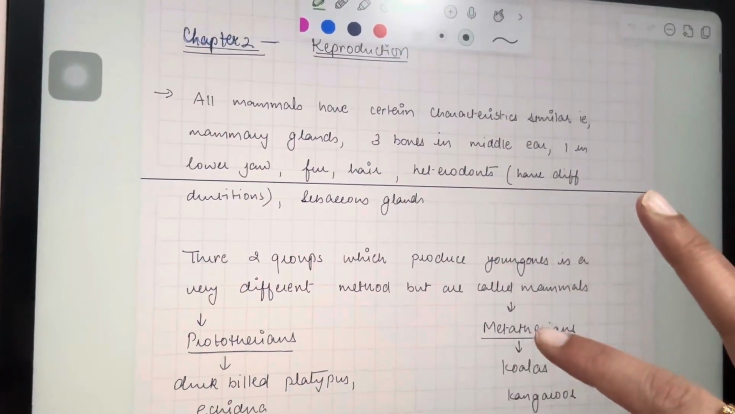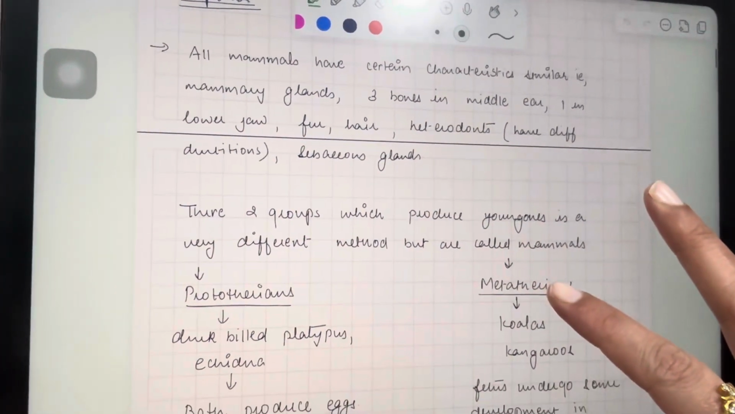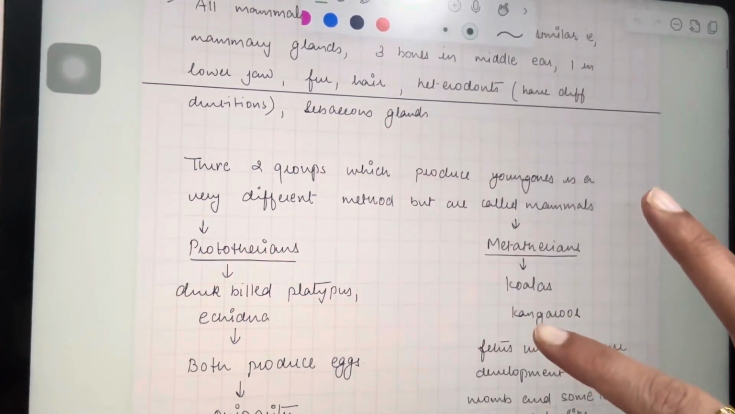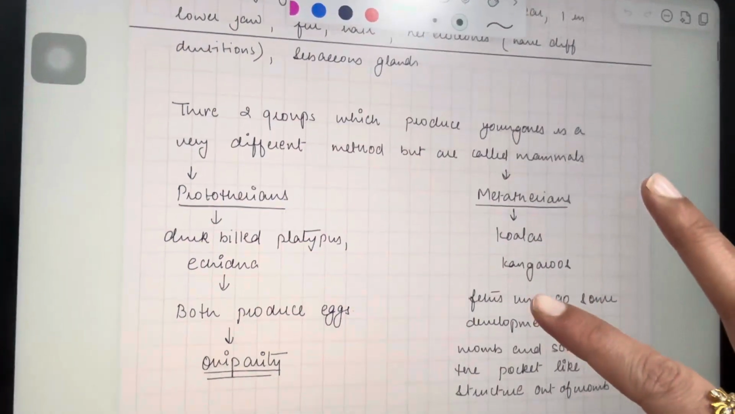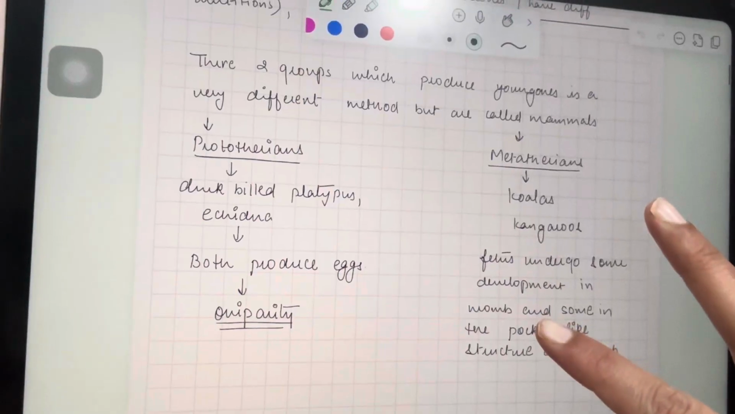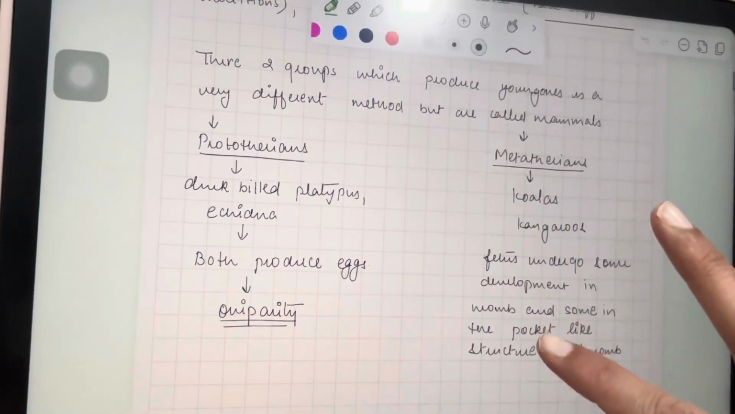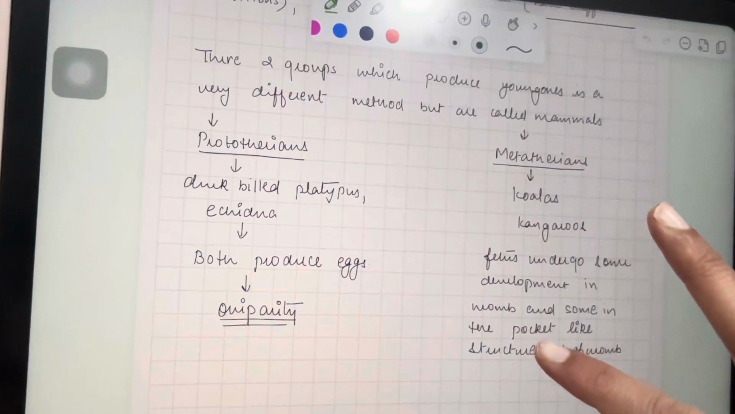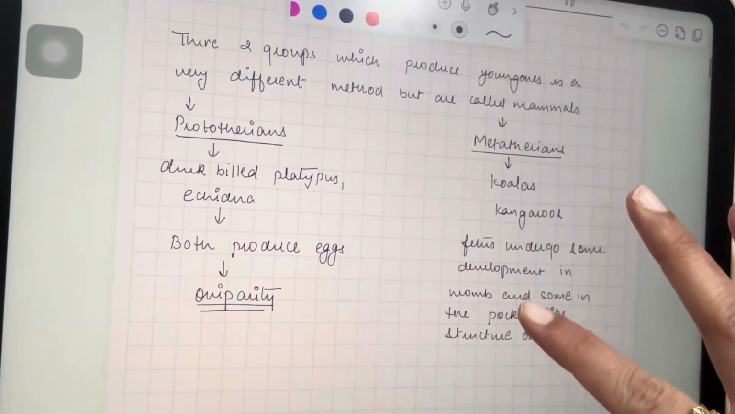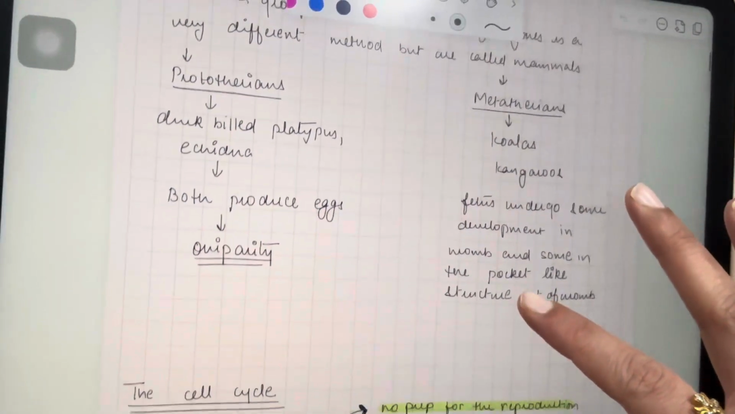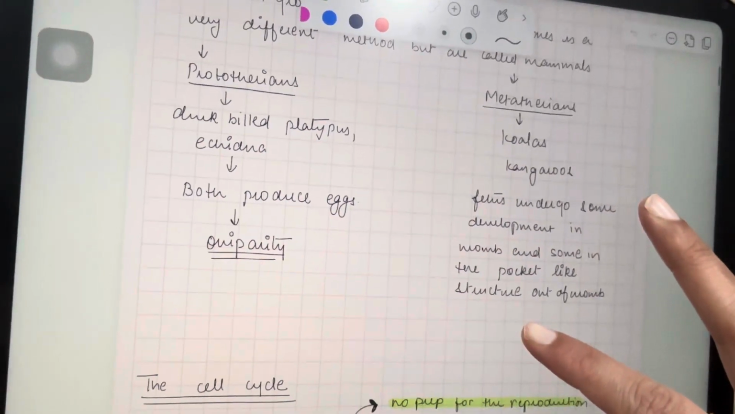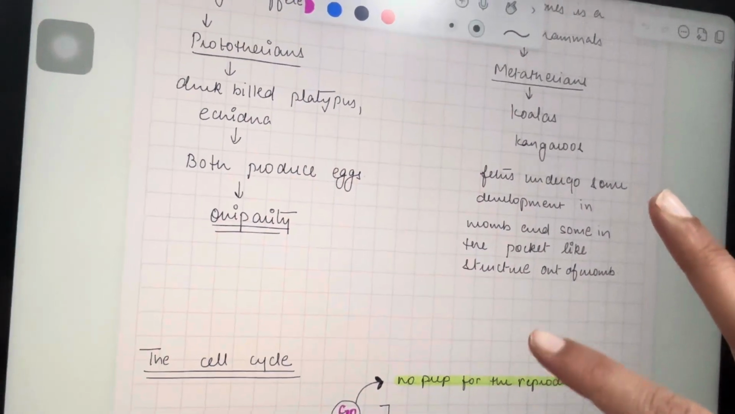All mammals have certain similar characteristics, that is mammary glands, 3 bones in the middle ear, 1 lower jaw, fur, hair, heterodont teeth, and sebaceous glands. There are 2 groups which produce young ones in very different methods. First is Prototherians. These are the duck-billed platypus and echidna, both produce eggs, oviparity. The other one is metatherians, koalas and kangaroos. Their fetus undergoes some development in the womb and some out of the womb, in a pocket-like structure.